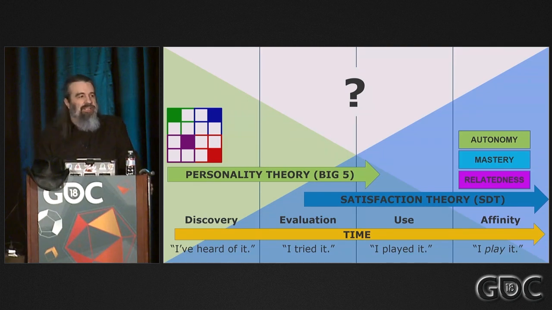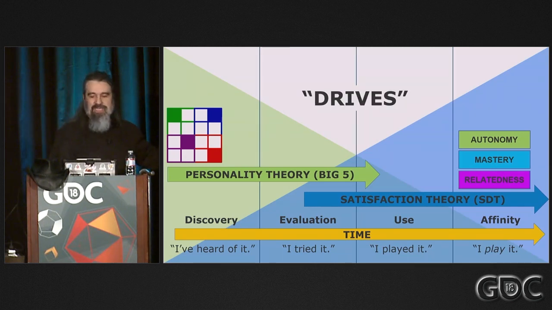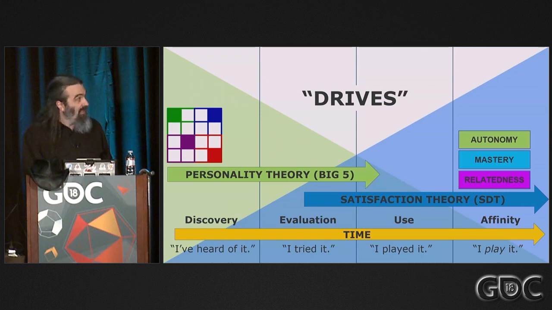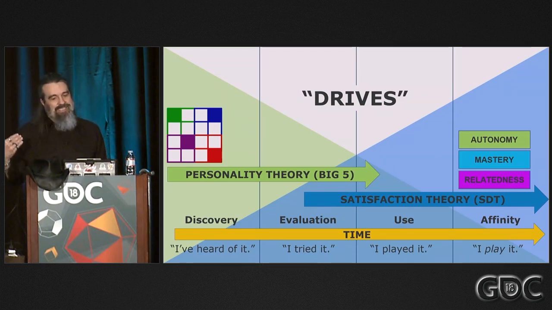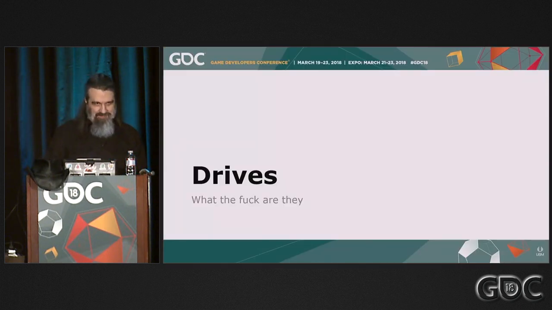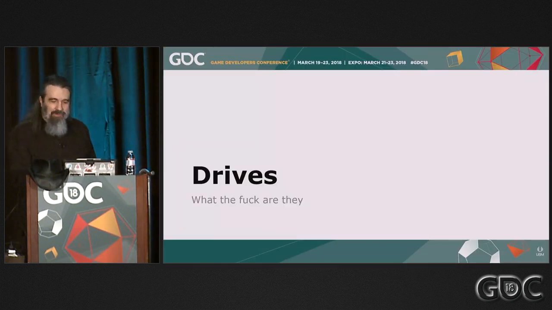The question that we're going to answer in this talk is, how do people get from one side to the other? Something magical happens when we go from I want to play this game to I'm becoming quite satisfied with playing this game, and I'm going to call this thing drives. Drives is the name that I have given to our more chemical motives, okay?